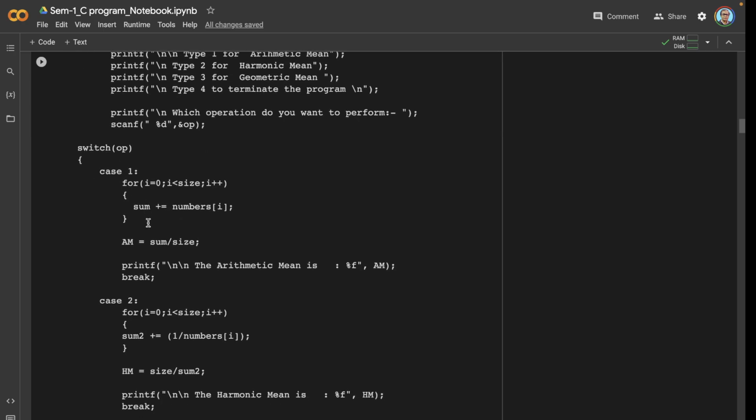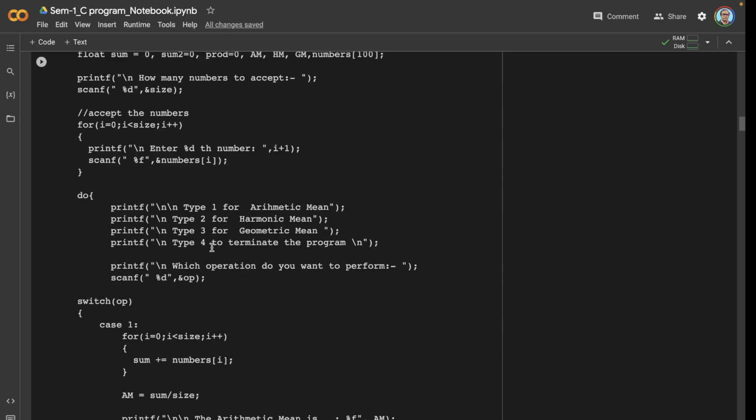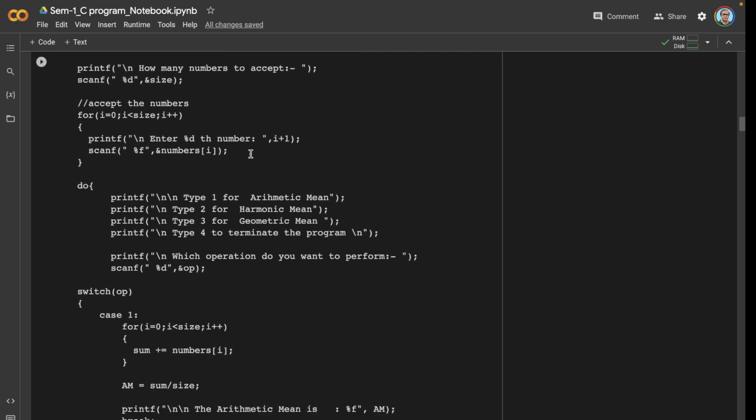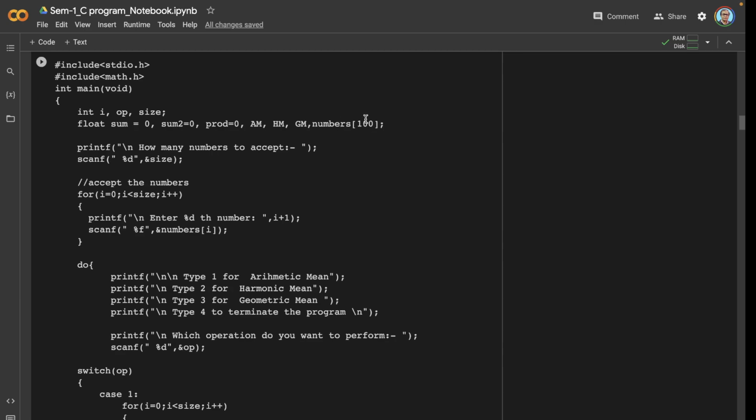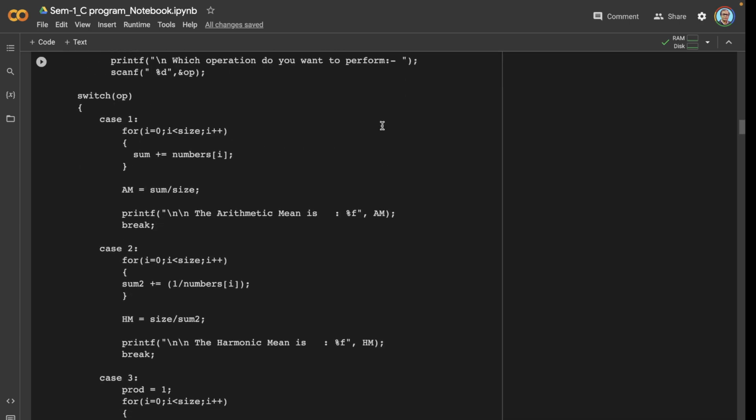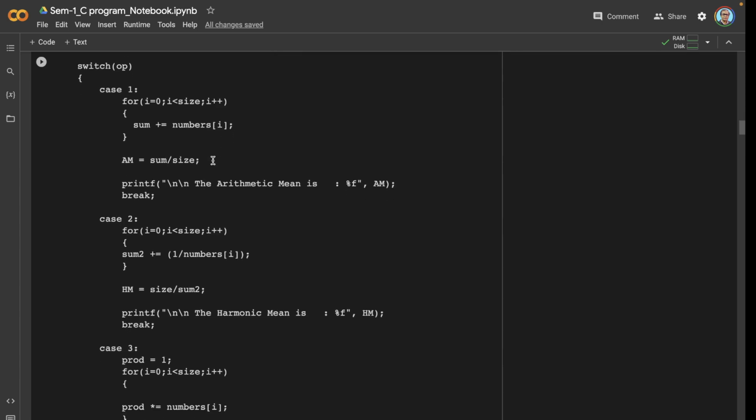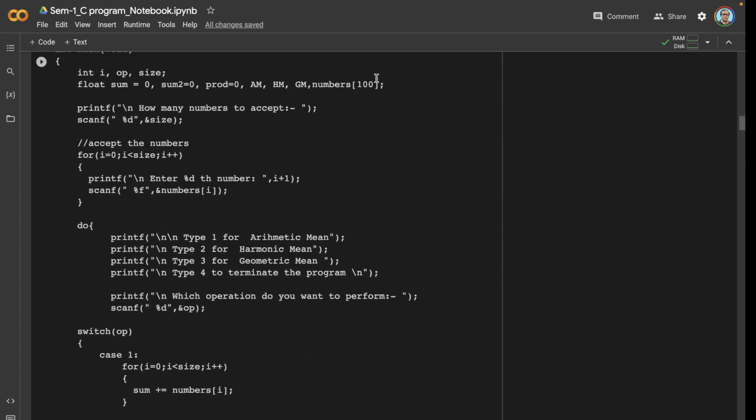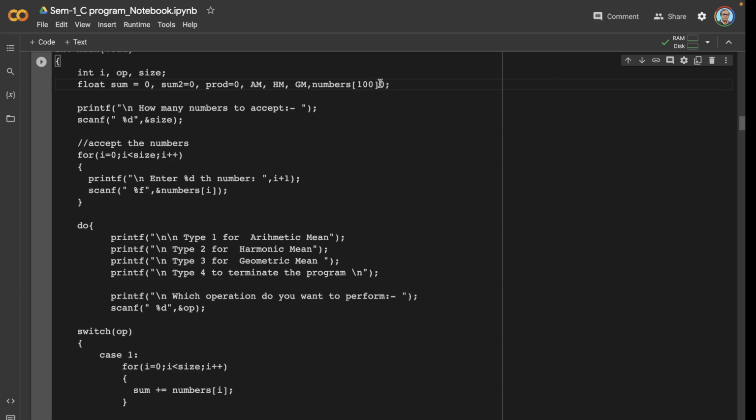So case 1, sum equals sum plus numbers I. Numbers I means the dimension up to maybe 1 to 100 numbers. So AM equals sum by size. Size is the size of the numbers, so 100 numbers or 200 numbers. But here the dimension is 100, so it cannot exceed 100. You may increase the dimension to 1000, and you may increase this to 1000.